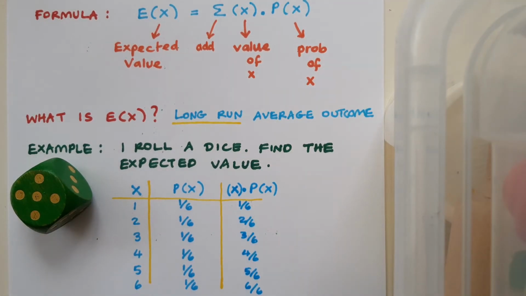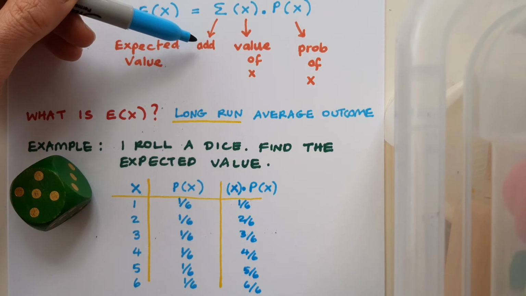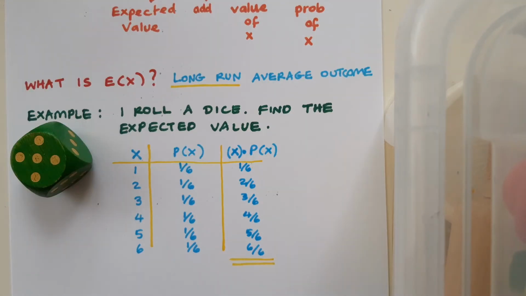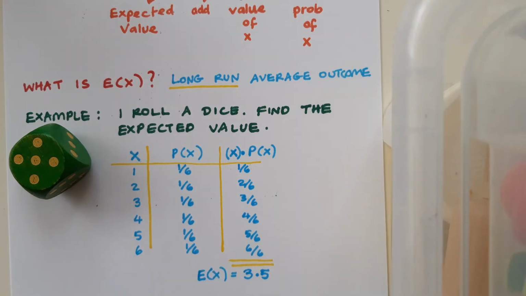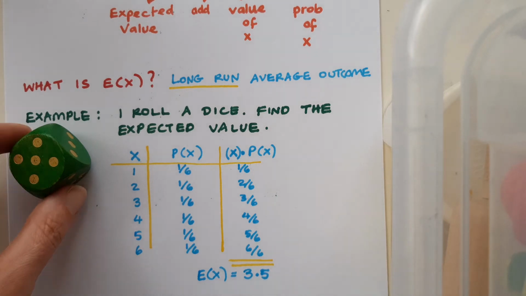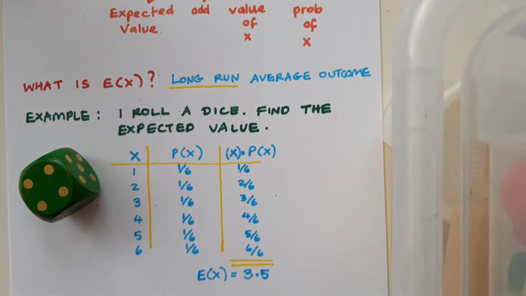So here are my calculations for that. And then finally, the formula tells me that I want to add all of these up. So I'm going to total up this column and I get a total of 3.5. And this 3.5 is my expected value. Sometimes the question will be as simple as this, where we have numerical outcomes for an event and we want to find the long run average of those outcomes.